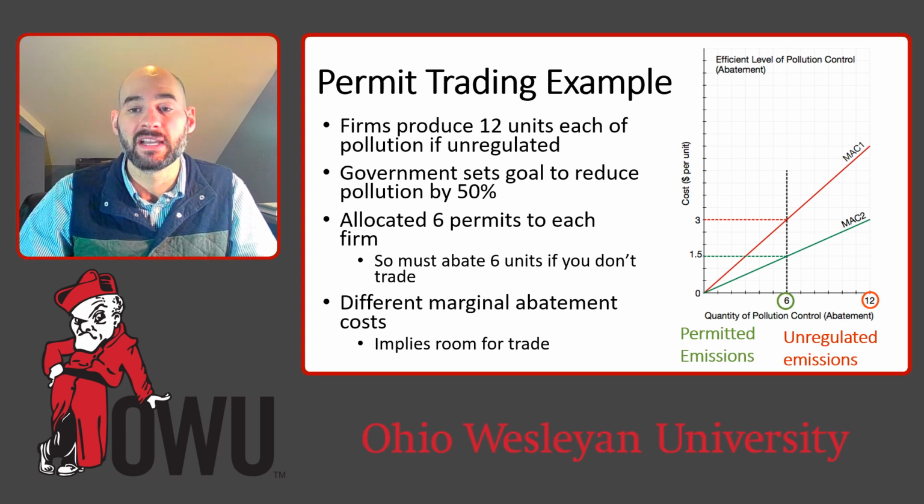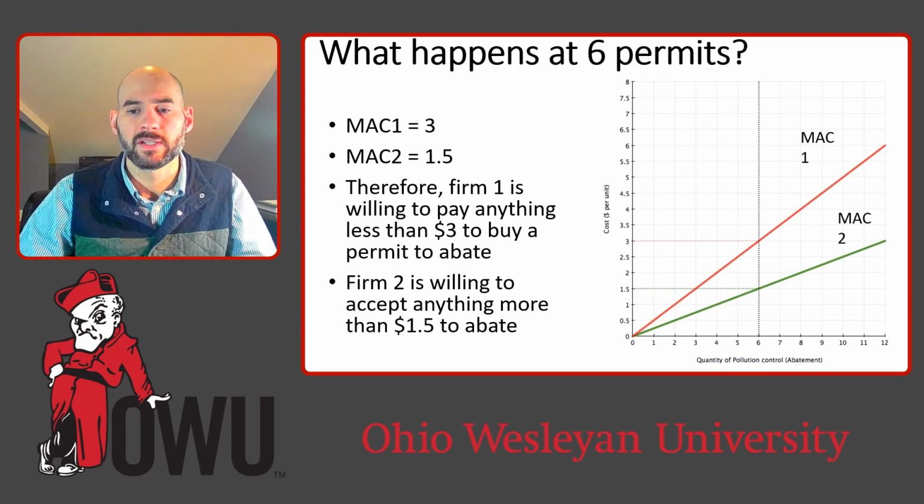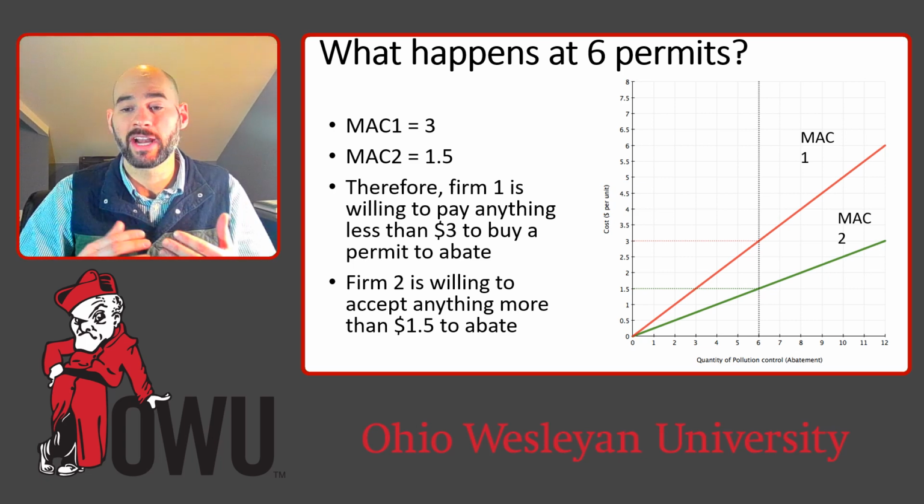So because these firms have different marginal abatement costs, this is going to imply room for trade and improvement in their profit margins by taking advantage of those differences in abatement costs. So let's work our way through this iteratively to see how they could trade with each other to have a more efficient outcome.